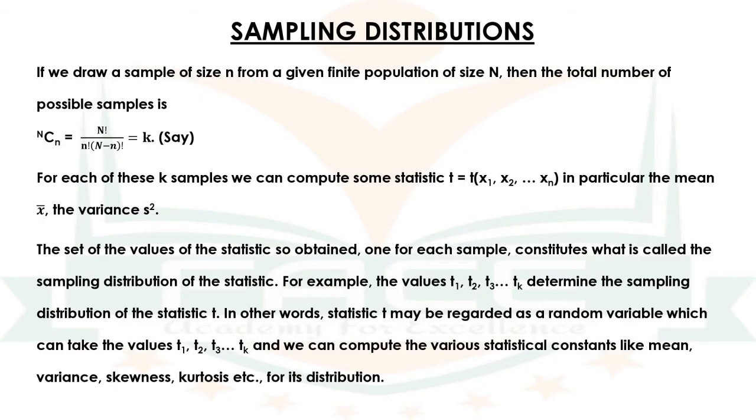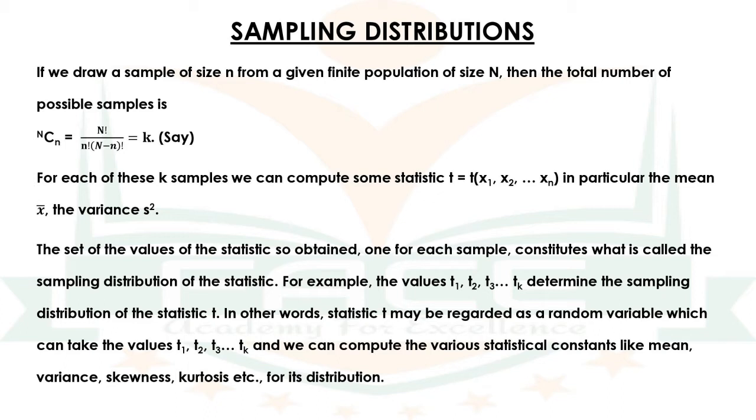Sampling distributions. If we draw a sample of size n from a given finite population of size capital N, then the total number of possible samples is capital N C small n, which is equal to capital N factorial divided by small n factorial into (capital N minus small n) factorial. Say k. For each of these k samples, we can compute some statistic t, which is equal to t of (x1, x2, ..., xn), in particular the mean x bar, the variance s square, etc.